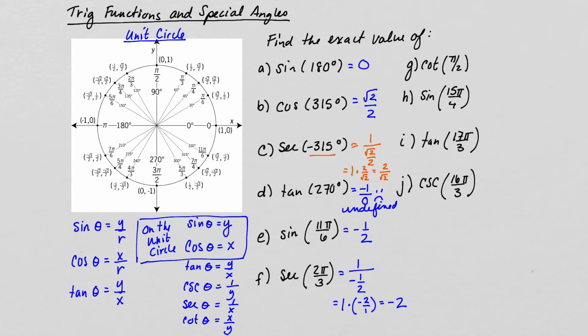We have the cotangent of pi over 2. So here's pi over 2. Cotangent is x over y. So in this case, that's going to be 0 over 1. Now, 0 over 1 is allowed. 0 over 1 is 0, right?